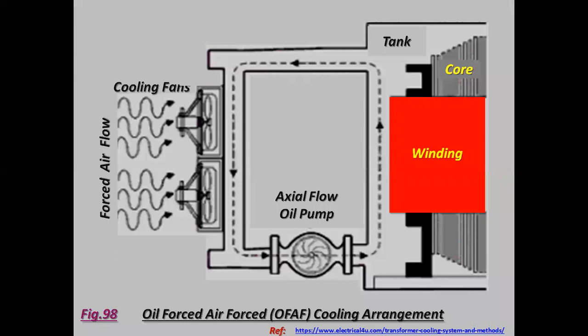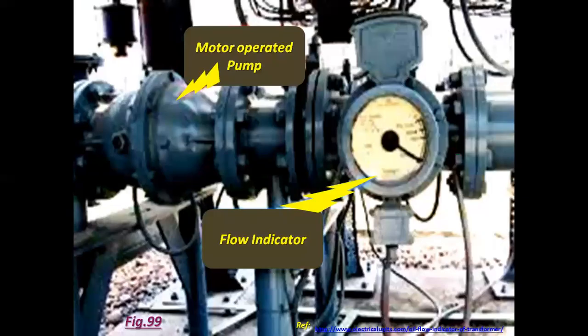See the diagram. Axial flow pump, forced oil flow, winding, core, forced air flow, cooling fans, oil forced air forced cooling arrangement. Now, the exact system, that is motor operated pump, flow indicator, etc. The actual arrangement.